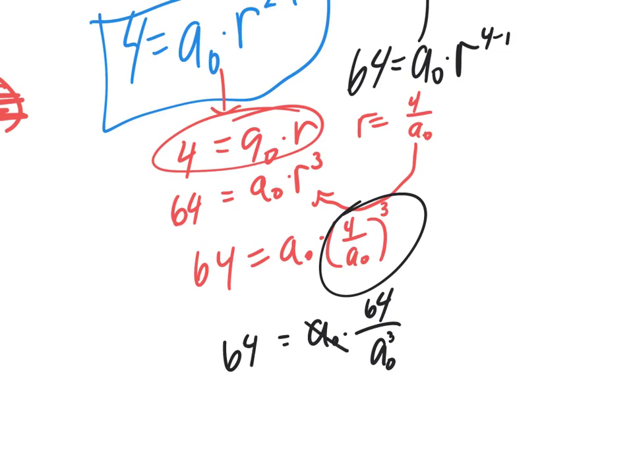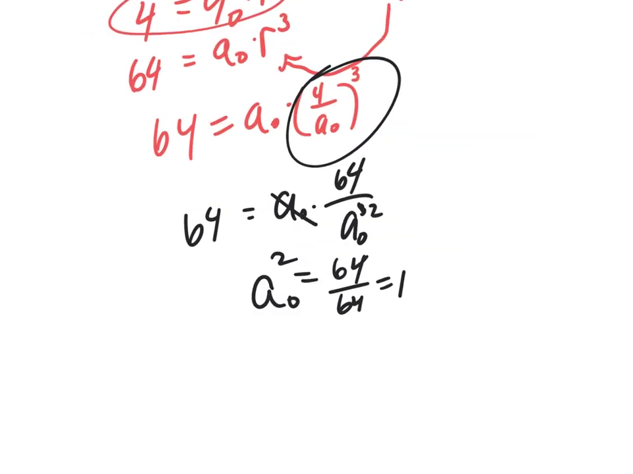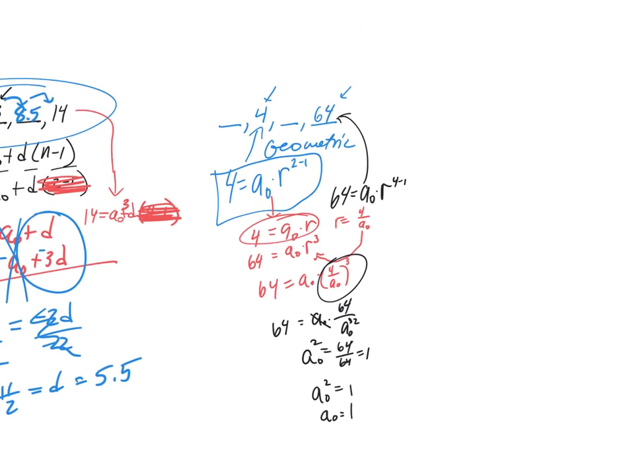And then now I can cancel one of those. And this will be a sub 0 squared. A sub 0 squared is equal to 64 over 64, which is equal to 1. So a sub 0 squared is equal to 1. So what's a sub 0 got to be? 1. And it is. And now that you know that it's a 1 there, think about it.